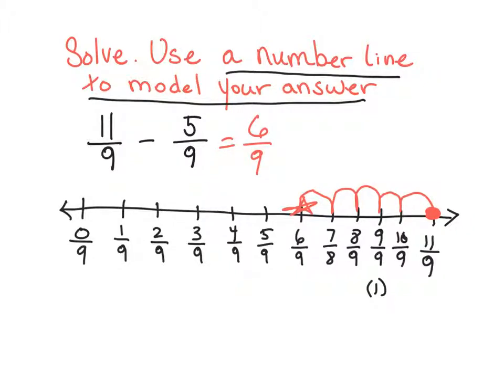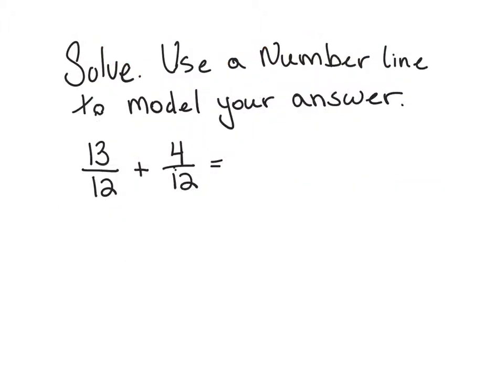Now you're going to say, why in the world do I have to create a number line to do this when I could have just subtracted 11 minus 5? Well, boys and girls, right now it seems probably very easy to you, but I promise the number lines are going to get more complicated as we go on later in 4th grade and then into 5th grade and 6th grade and all the way up. So let's just start using the number lines to model your answers. And I know it takes a lot of extra work, but do it because it's good practice for when the harder things come. All right, so now we're going to solve, and we're going to use a number line to model your answer for 13 twelfths plus 4 twelfths.